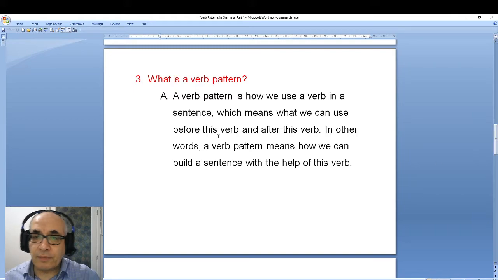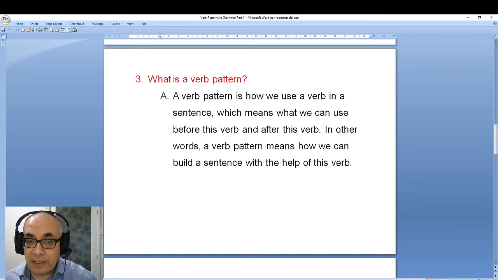Number 3, what is a verb pattern again? A verb pattern is how we use a verb in a sentence, which means what we can use before this verb and after this verb. So this is like I'm typing the answer for you. I explained it a few seconds ago and this is the answer. In other words, a verb pattern means how we can build a sentence with the help of this verb.